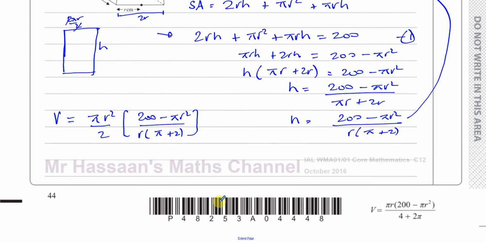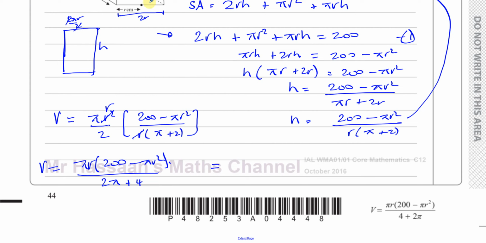Okay, now what will that give us? Well, this r will cancel with this r, and I'm left with pi times r, and this is what we have to show here. On the top we have 200 minus pi r squared. And underneath, what do we have? 2 times pi plus 4, sorry, 2 pi plus 4. And that's exactly what we have to show.